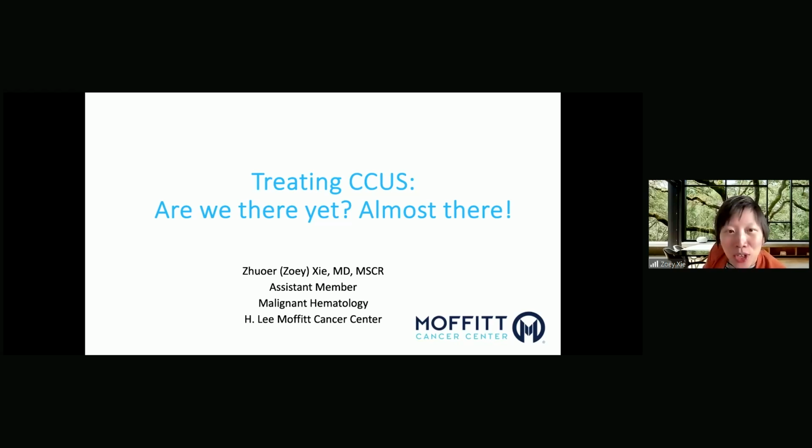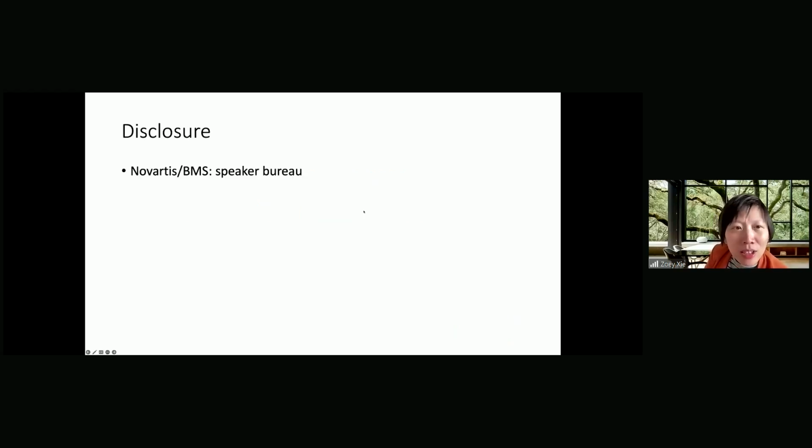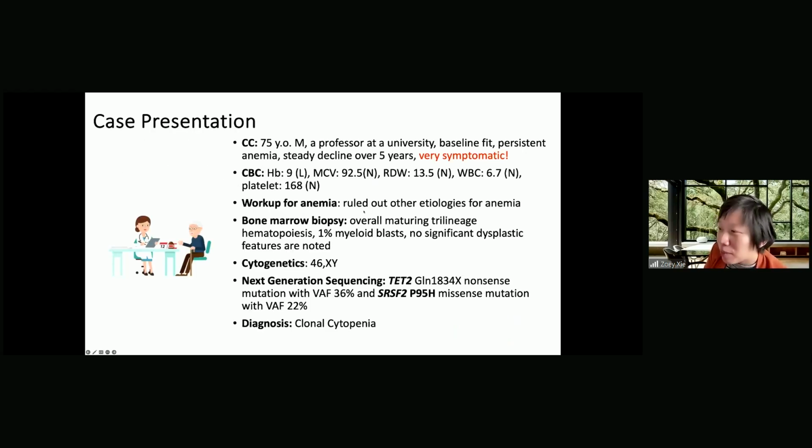First, my name is Zoe Shi. I'm an assistant member from the Malignant Hematology Department at Moffitt Cancer Center. Here is my disclosure. So to make the debate a little bit interesting, we made a case. This is a 75-year-old man, a professor at a university, very fit at baseline, who presented with persistent anemia and a steady decline in hemoglobin over the past 5 years, and he is very symptomatic at this time. He came in with a hemoglobin of 9, MCV normal, RDW normal, WBC and platelets all normal. The workup has ruled out other etiologies for the anemia.